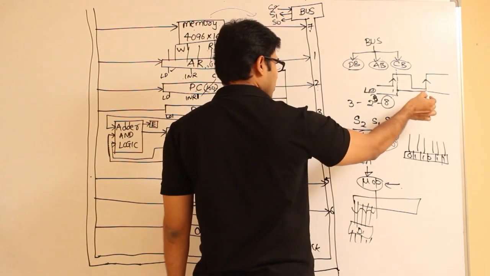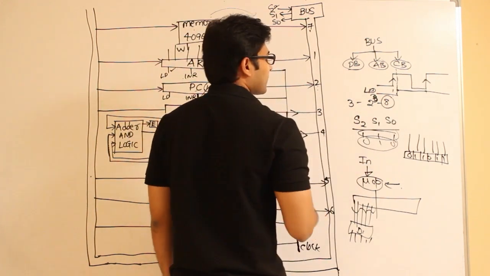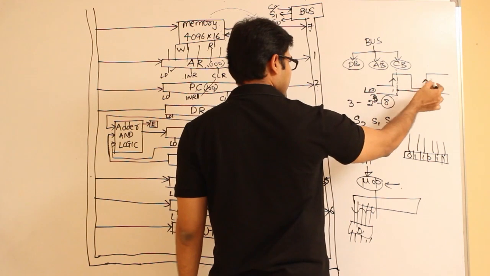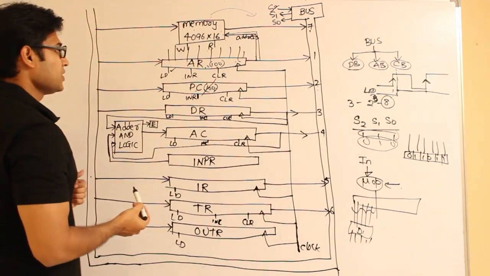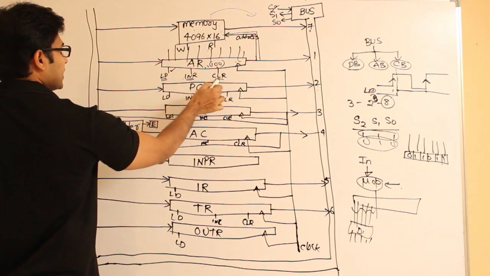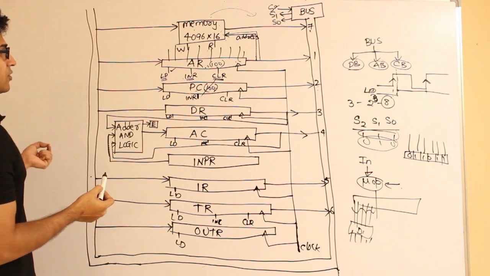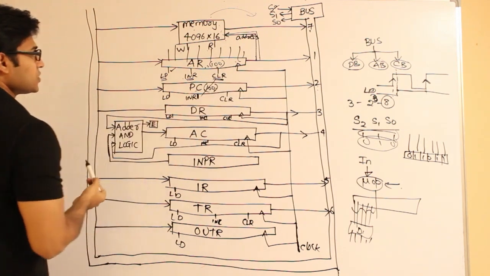For getting output or getting something onto the bus, you need not wait for the clock, this positive edge, right? But when you are trying to load something, you have to wait for the positive edge, because all these inputs, load, increment and clear, are going to respond only when there is a positive edge. That is why they are positive edge triggered.